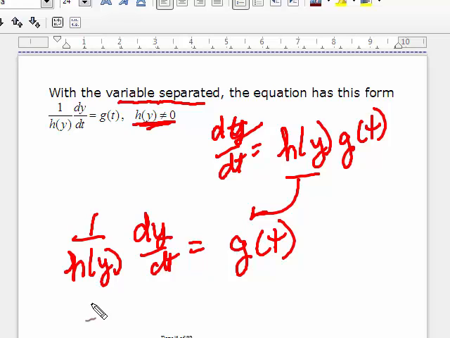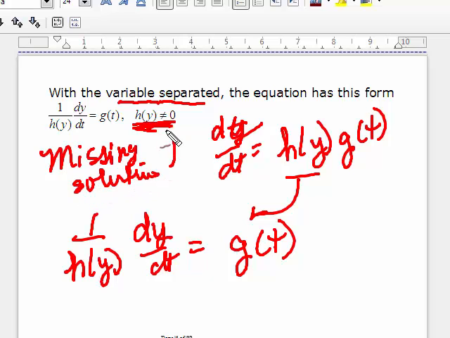That's a proper way to do it because you cannot divide by 0, as you know. The textbook doesn't do this, and here I am criticizing the textbook again. They do not specify that h of y cannot be 0. As a result, they have a whole section in this chapter called missing solutions. This is the missing solution. So you don't need that section on missing solutions.